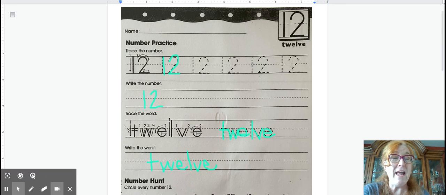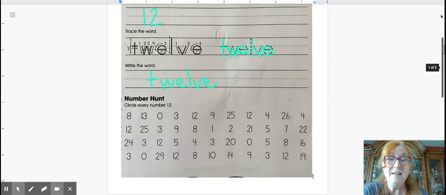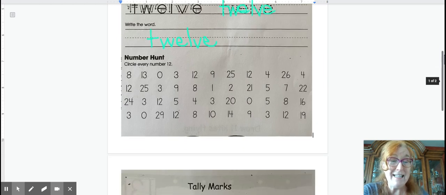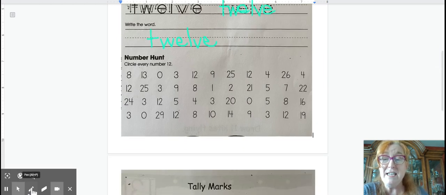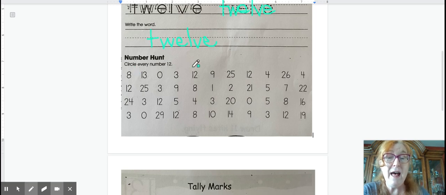Twelve. Okay, we're going to go on a number hunt now to find number 12. And we want to practice naming these numbers and then hunting for the 12s. 8, 13, 0, 3, 12. Woohoo! 9, 25, 12. 4, 26, 4. 12. 25, 3, 9, 8, 1, 2, 21.